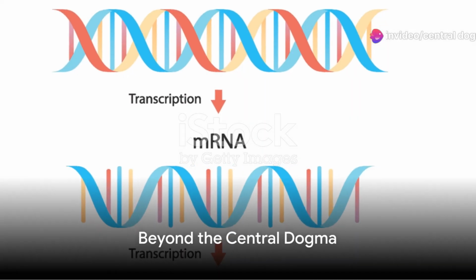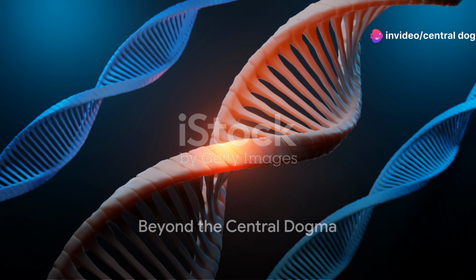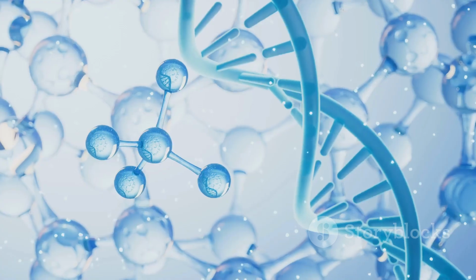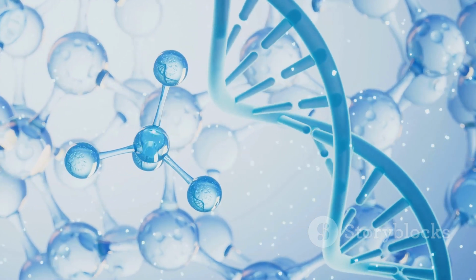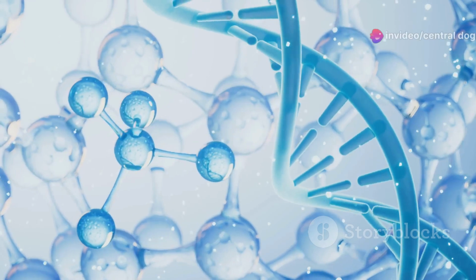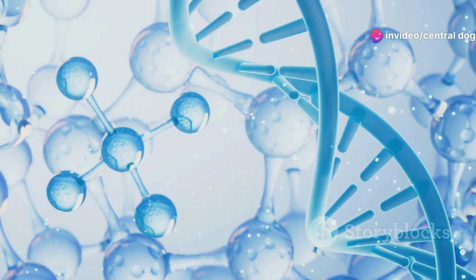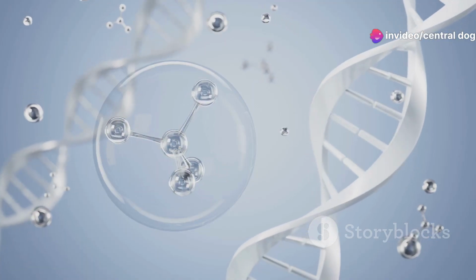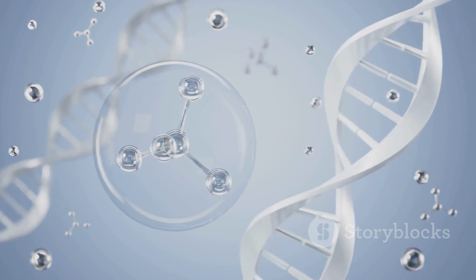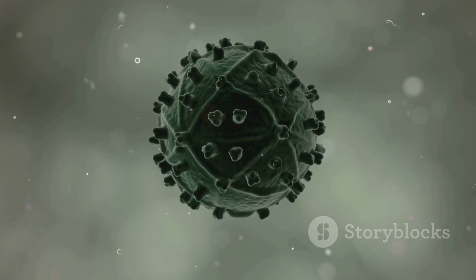The central dogma provides the basic blueprint, but life, as we know, is full of exceptions. In our journey through the central dogma, we've discovered how life's intricate machinery runs on the genetic information encoded in DNA, transcribed into RNA, and finally translated into proteins. Yet, the complexity of life extends beyond this fundamental framework, presenting intriguing exceptions and nuances.